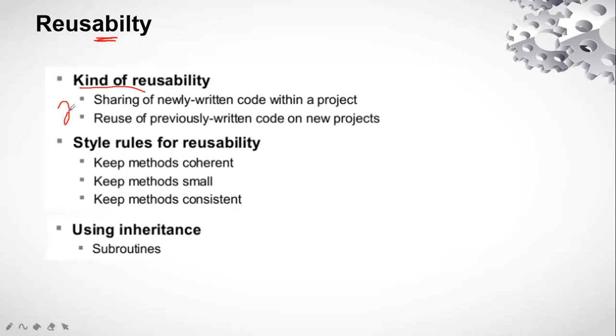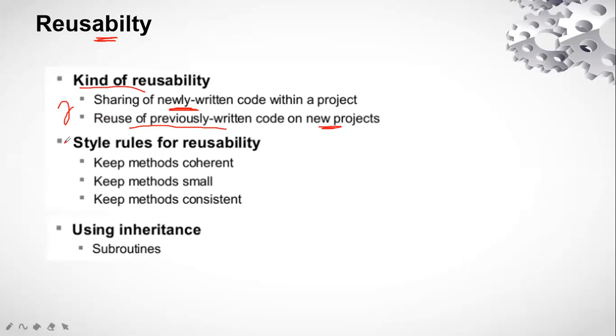The first one is when you share newly written code within a project. Let's say you have written new code and you are sharing it within a project, with the perspective that this code can be reused by some other programmer, right? The second one is that we can reuse previously written code in a new project. Somebody has already written code and we are using that existing code again in a new project. That is again the concept of reusability. So basically, there are two ways in which reusability is done.